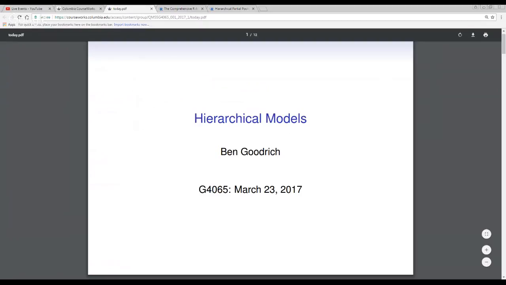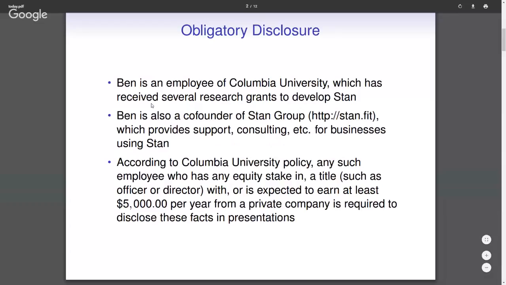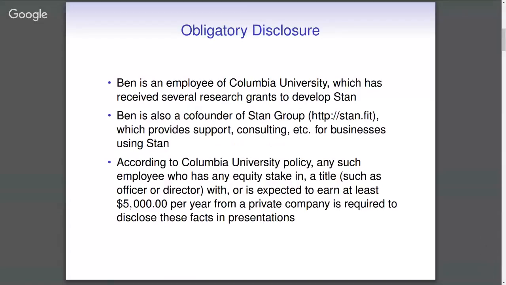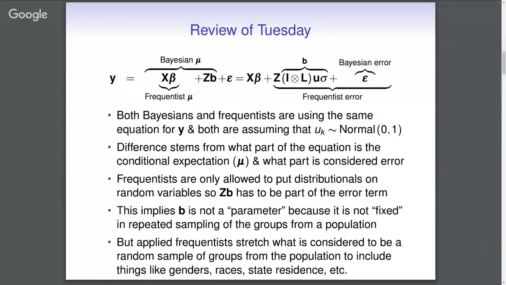Okay, so today we're going to continue to talk about hierarchical models, and we will continue to talk about how I'm an employee of Columbia University, a co-founder of Stan Group, and therefore subject to this conflict of interest thing.